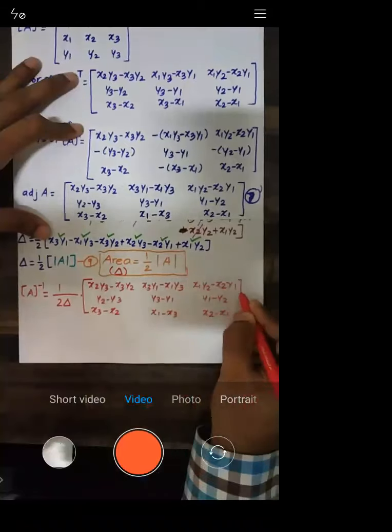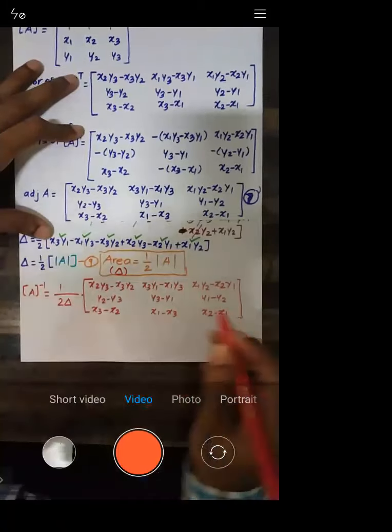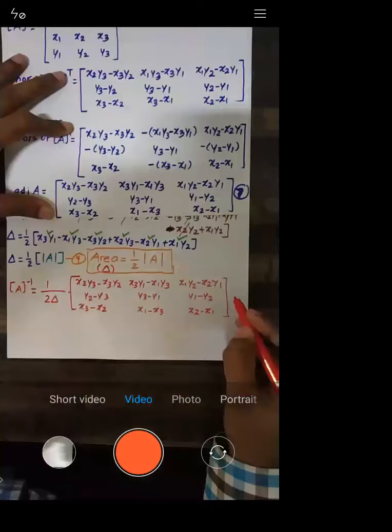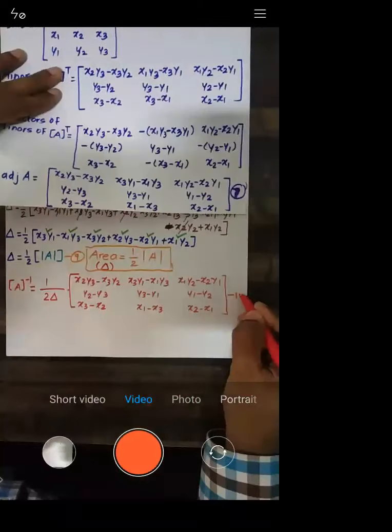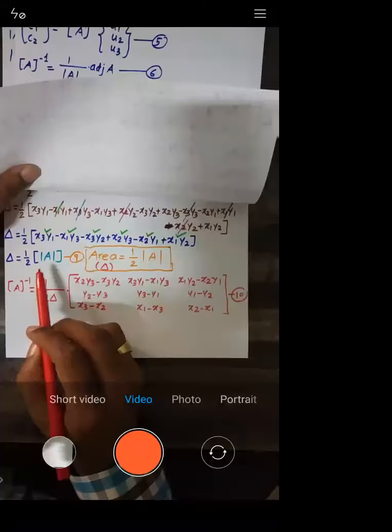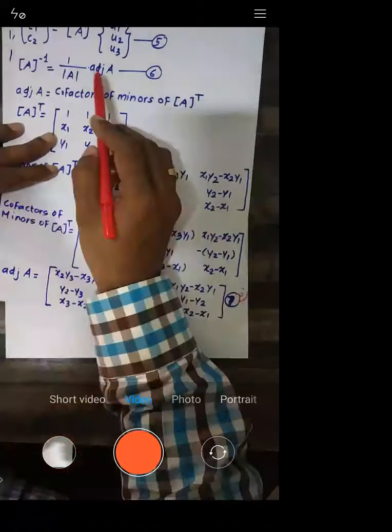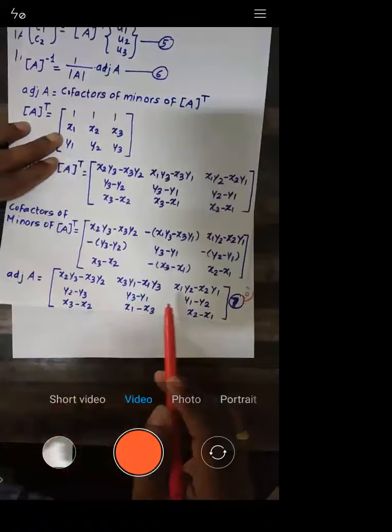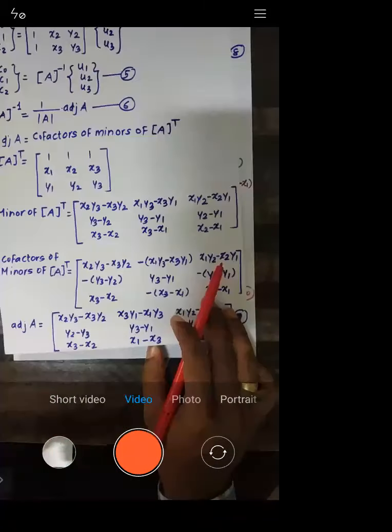Right, so this is A inverse. Let me call this one more equation, equation number 10. A inverse we got. See, A inverse is 1 by mod of A, and mod of A is twice delta. So twice delta I put, and adjoint of A. This is the value of the adjoint that I have written. Okay, so this is what we got as A inverse.